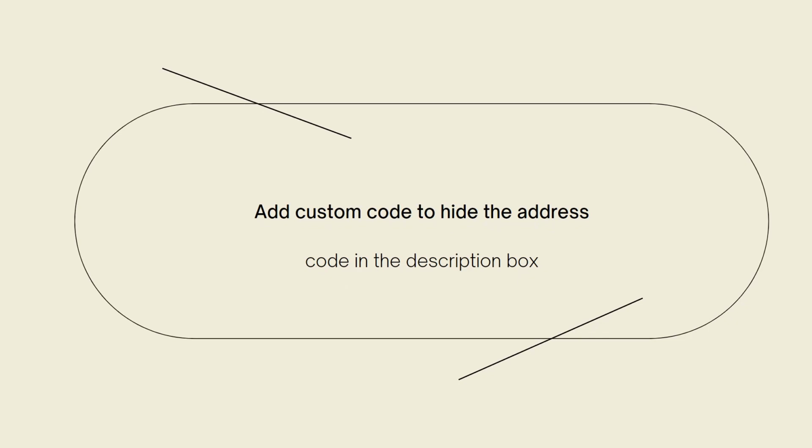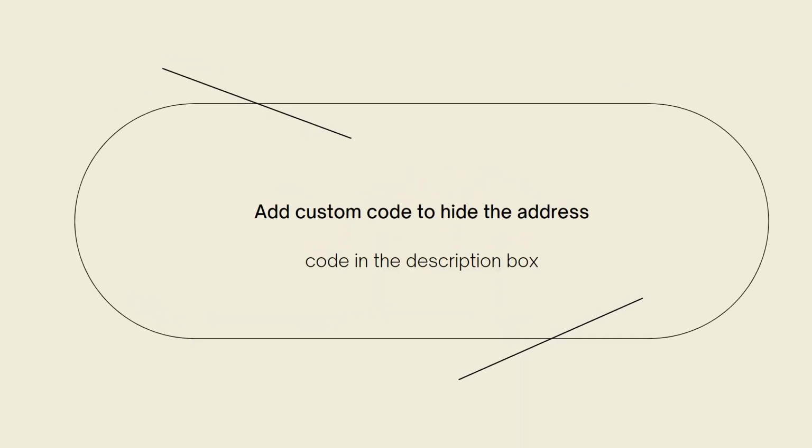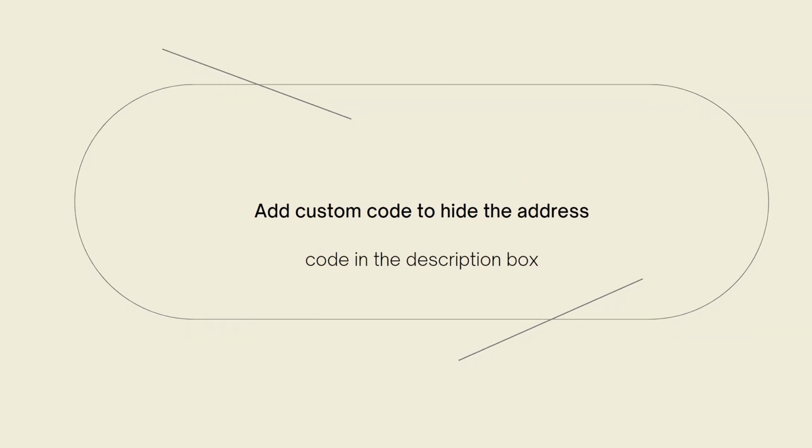Now add custom code to hide the address. So I'm going to put the code in the description box, okay? So now add the following custom code snippet to hide the address on receipts and invoices.